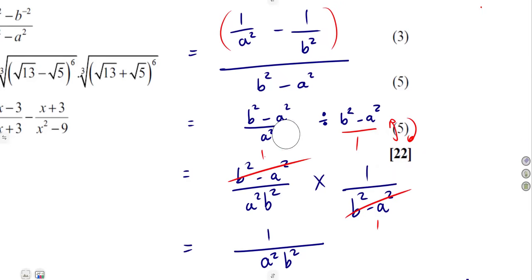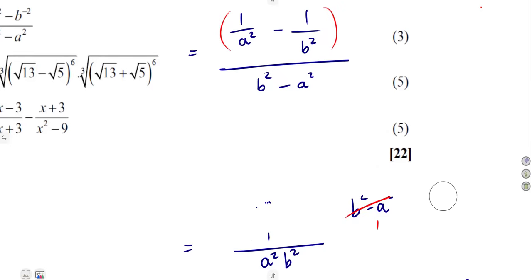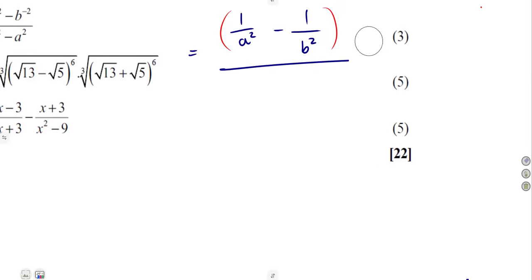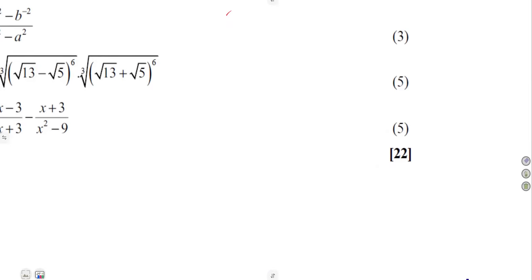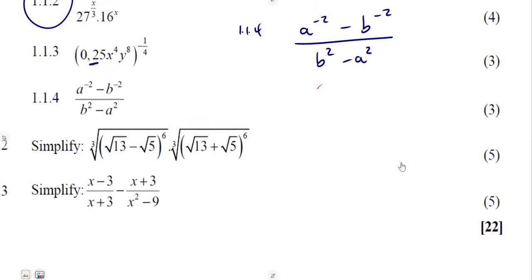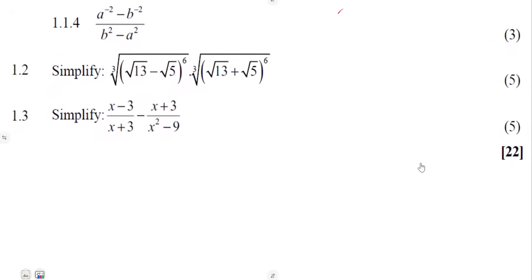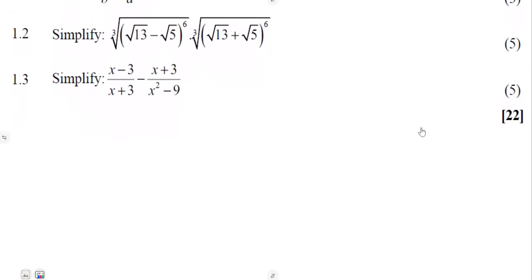You are done. So it's just a matter of simplification, these evaluations, additions, and so forth. So it's just preparation, guys, that is needed. All right, moving on to 1.2.